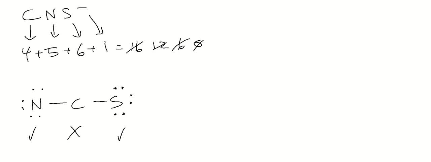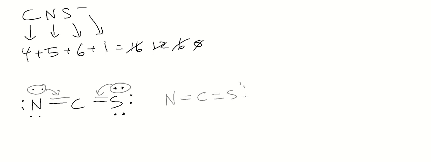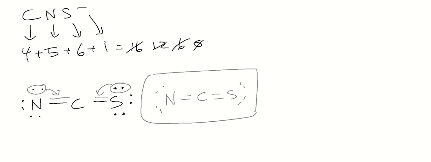However, carbon does not. So we need to move some of these lone pairs over to the central atom. Let's do this here. Move that lone pair over there. Move that lone pair over there, and we're going to get a structure like this. And you'll see that Lewis structure here in gray is going to satisfy the octet for all 3 atoms.